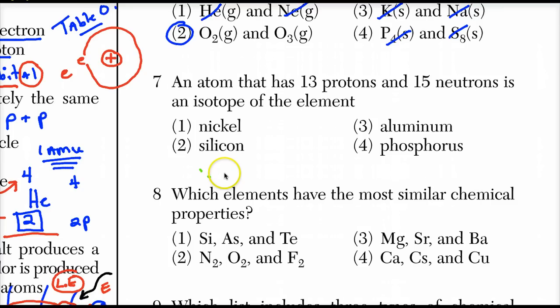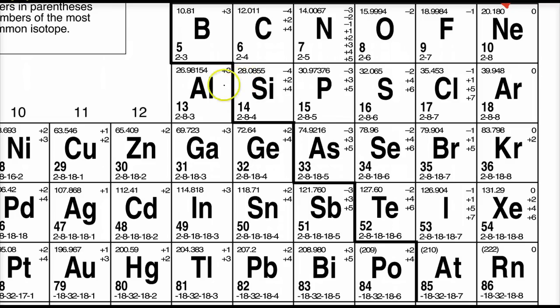Number 7, an atom that has 13 protons and 15 neutrons is an isotope of the element. Right away, I see isotope. I know that's the same element, different number of neutrons. So the key to me here is 13 protons. Who has 13 protons? Let's go find that element. That'll be my answer. Because if I'm an isotope of something of 13 protons, then I have to be that element. Okay, let's go get it. Let's go to the periodic table. And there it is, aluminum, atomic number 13.